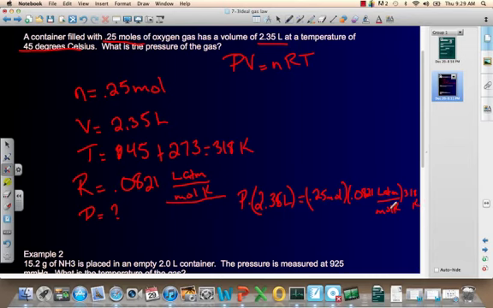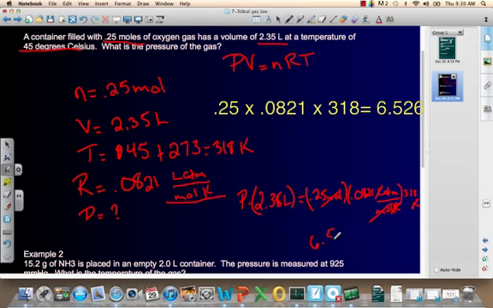All right. So I'm just going to make sure our units are canceling here. Moles divided by moles will cancel. Liters will end up canceling once I move it over. Kelvin will cancel, so I'm going to be left with atmospheres. Let's go ahead and simplify. Multiply everything on this side out. It's 0.25 times 0.0821 times 318. It's equal to 6.526.